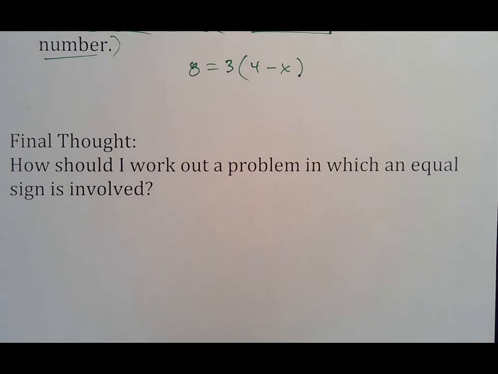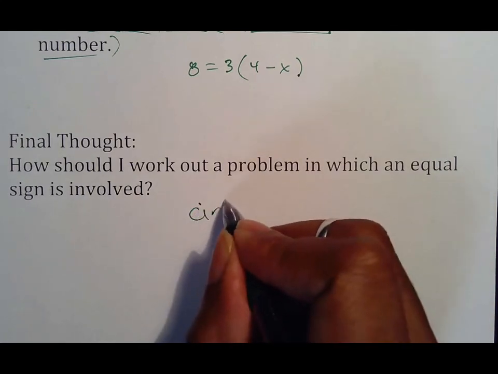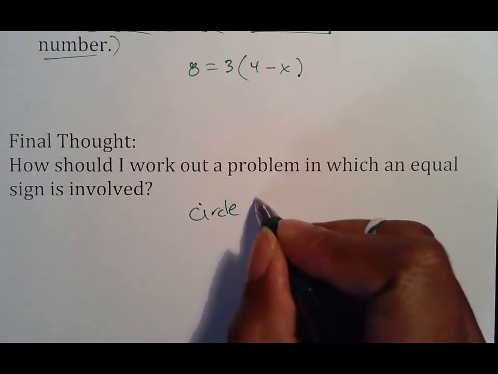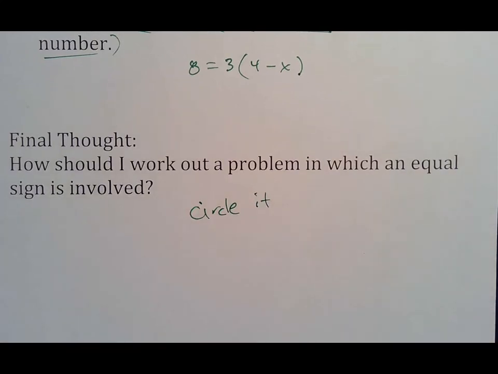Your final thought: how should I work out a problem in which the equal sign is involved? It means circle the word "is." So again, when you have an "is," pretty much circle that thing and go from there.